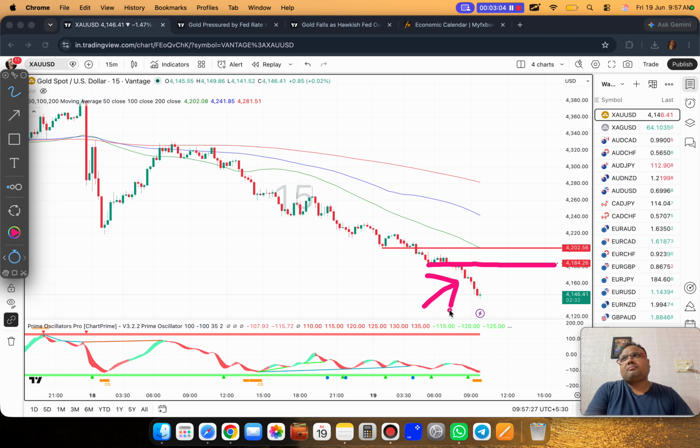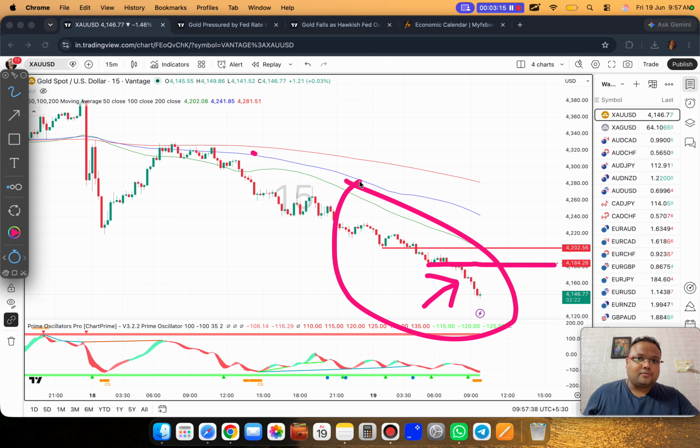Yesterday, during the US session, when I posted about the selling opportunity on the WhatsApp group, to be honest, I was not expecting this down move. So a sharp fall came. Hope you guys made money.